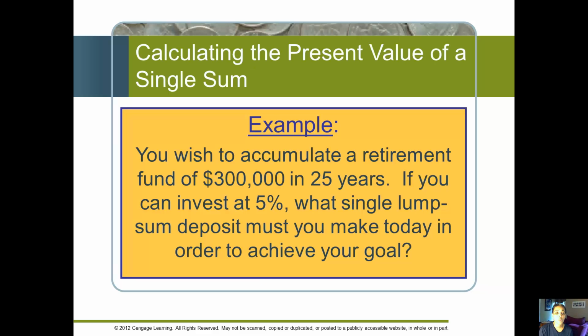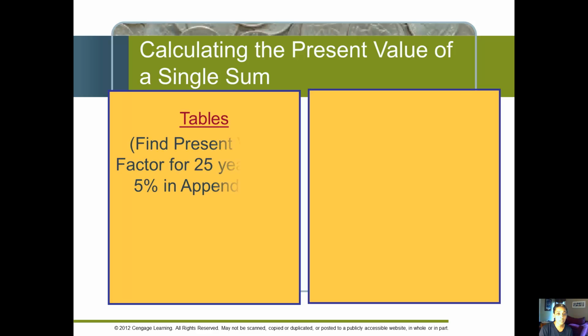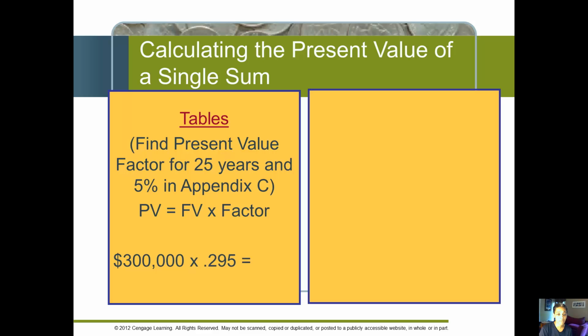Let's say that we want to have $300,000 in our retirement account in 25 years when we're going to earn 5% interest. And so we want to know what single or lump sum amount would we have to invest today to grow to that $300,000 in 25 years at 5%. So first we have to find the present value factor out of the tables in the back of the book. And then to calculate the present value, we'll take that future value and multiply it by the factor.